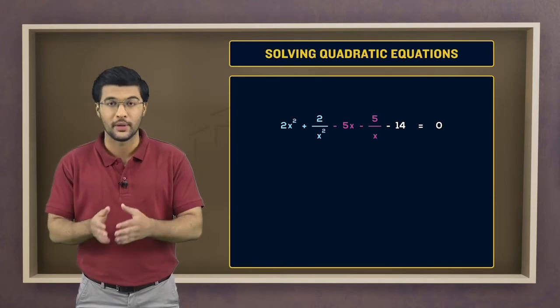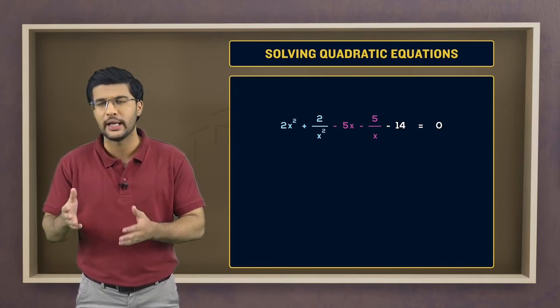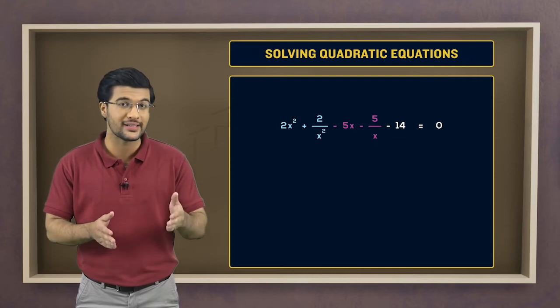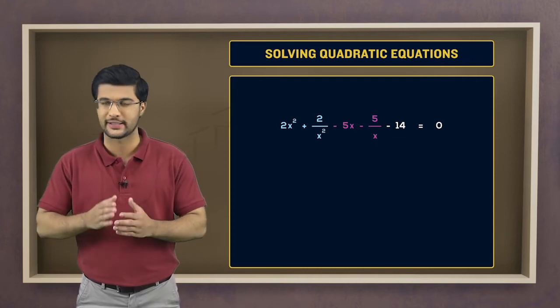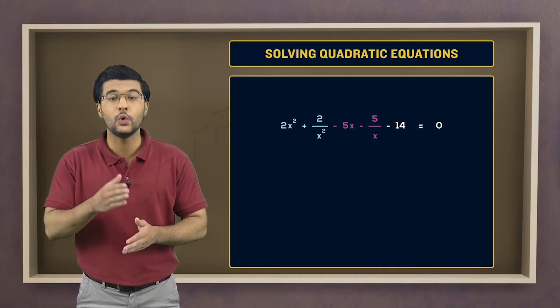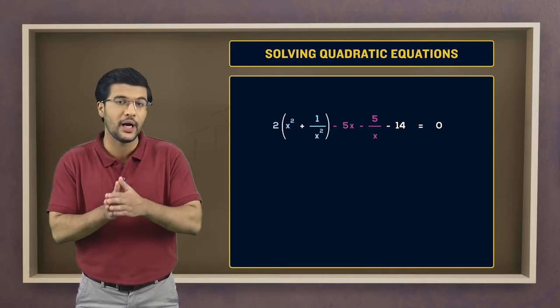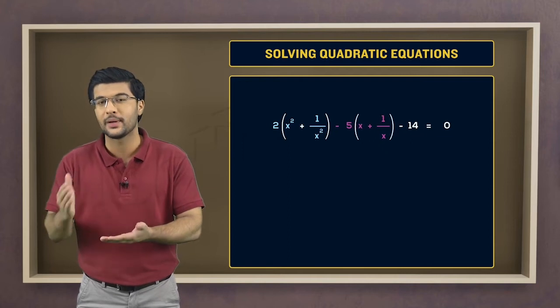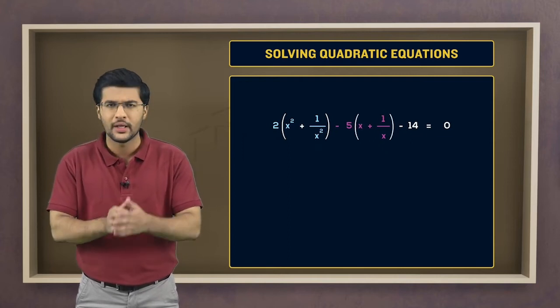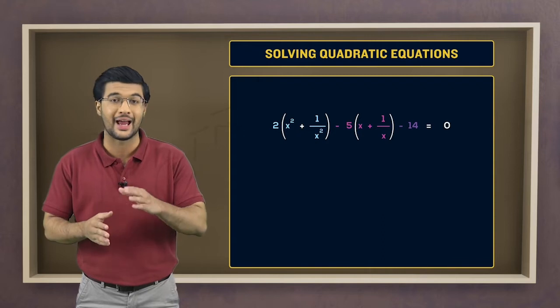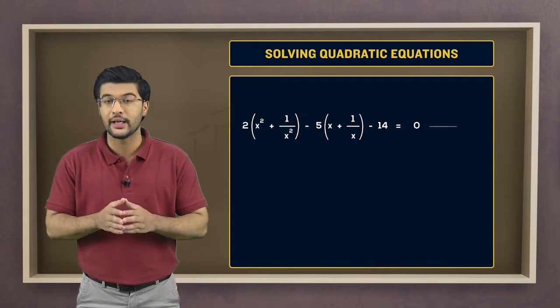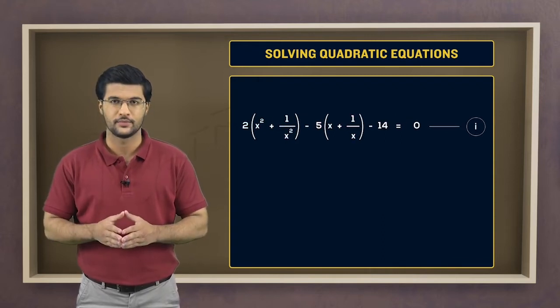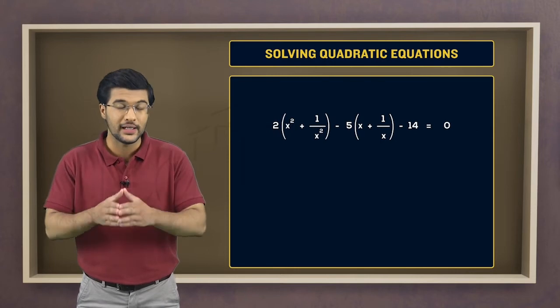2x squared plus 2 upon x squared and minus 5x minus 5 upon x. We get 2 into x squared plus 1 upon x squared and minus 5 into x plus 1 upon x, while minus 14 remains as is. Call this equation 1. We have seen the process till here.